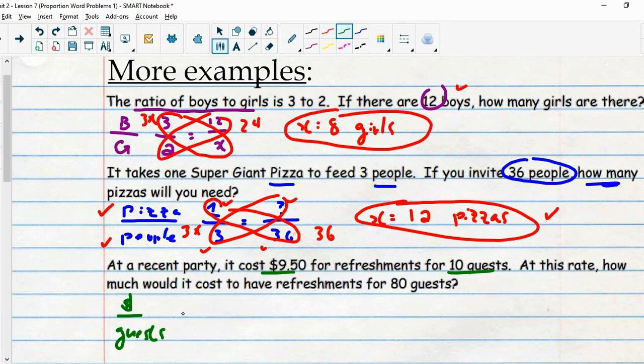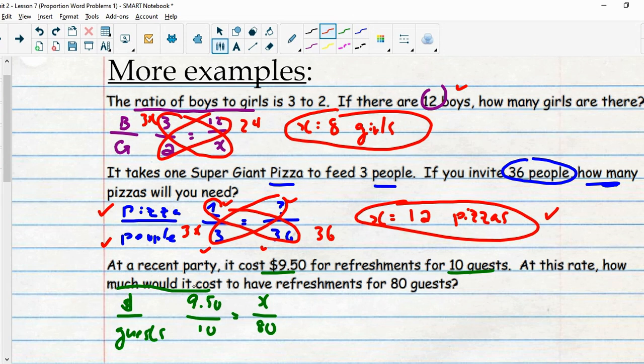Guests. Okay, let's set it up then. $9.50 can serve 10 people. How much would it cost? So what are we talking about here, money or people? Yeah, money, right? How much would it cost to serve 80 people? See that? That's the setup.